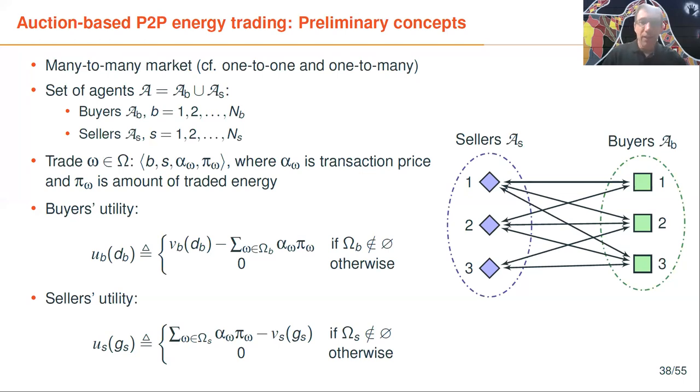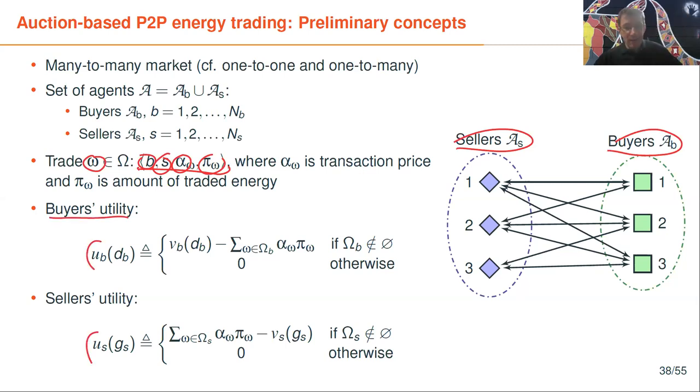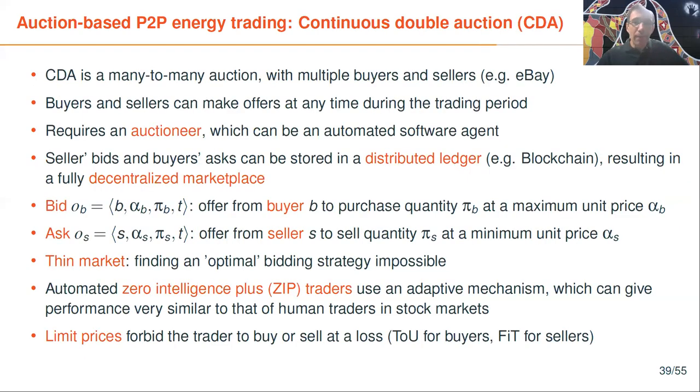So some preliminary concepts. You can think of a peer-to-peer market as consisting of two sets. The first is the set of sellers, and then you have the buyers. And the trade is this four-tuple where you have a buyer, seller, transaction price, and transaction quantity, or the power you sell, where the buyer's utility is modeled with this utility function, and the seller has another utility function. So this borrows concepts from economics. And the way to realize this market is to use an auction of some type.